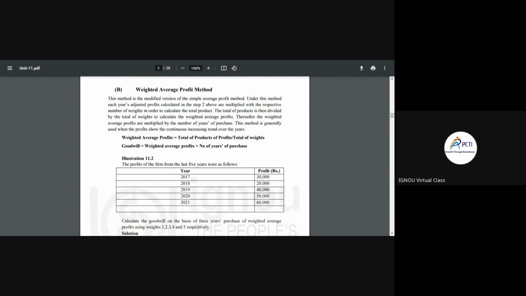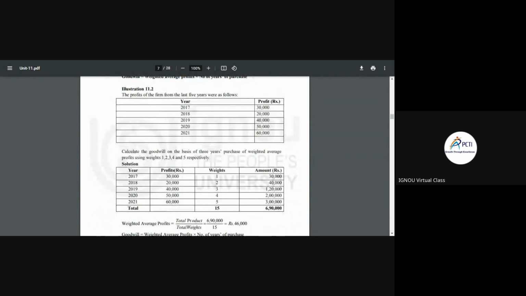This method is generally used when the profit shows a continuously increasing trend over the years. So weighted average profit is equal to the total of product of profits divided by total of weights. Then how can we calculate the goodwill? Weighted average profit multiplied by number of years of purchase.